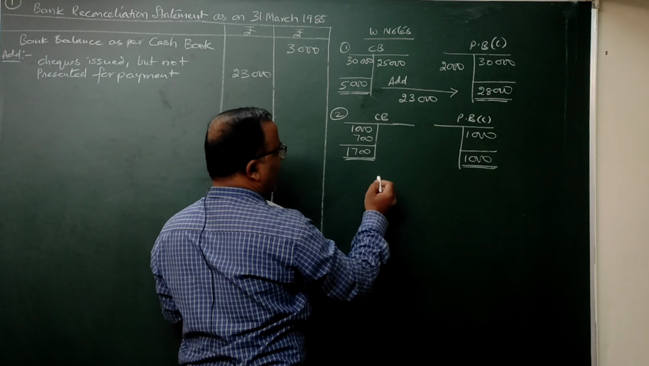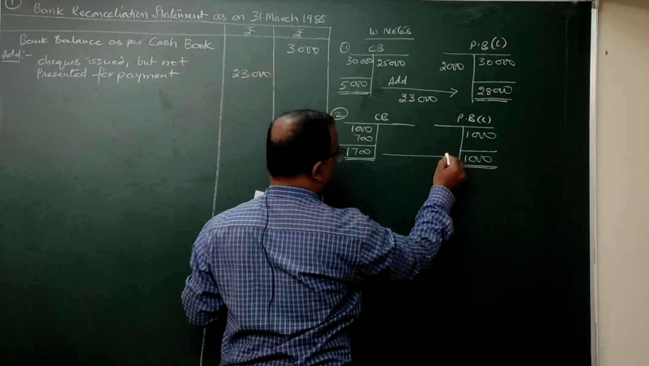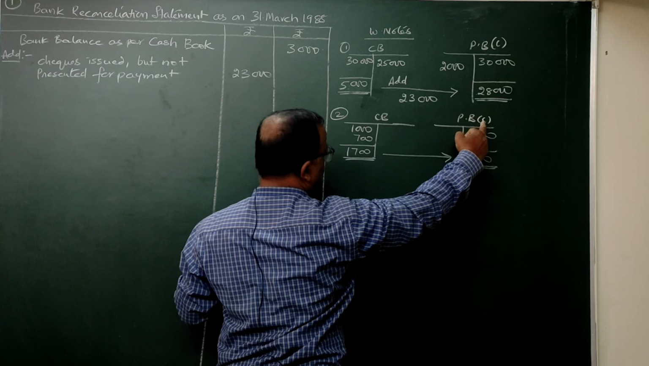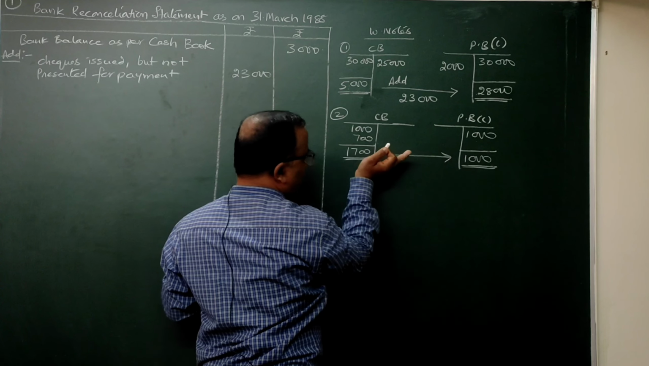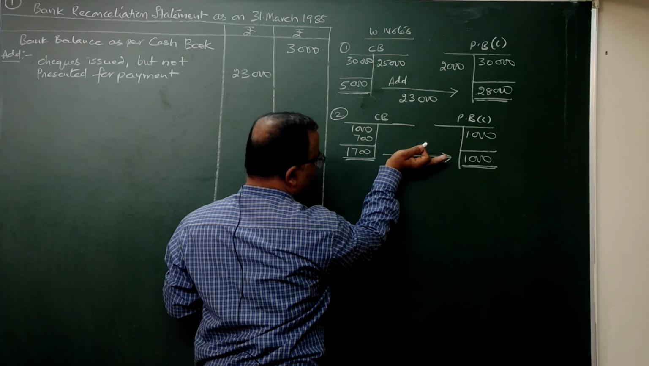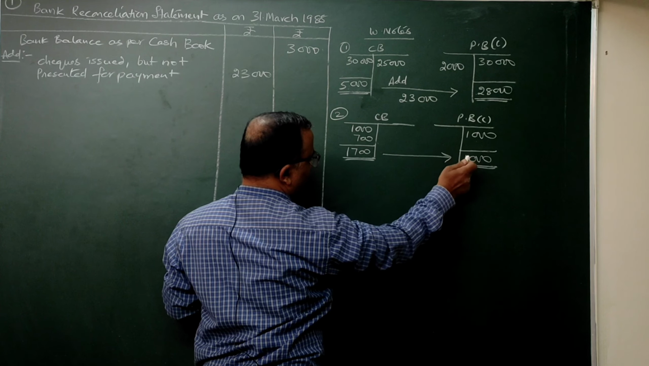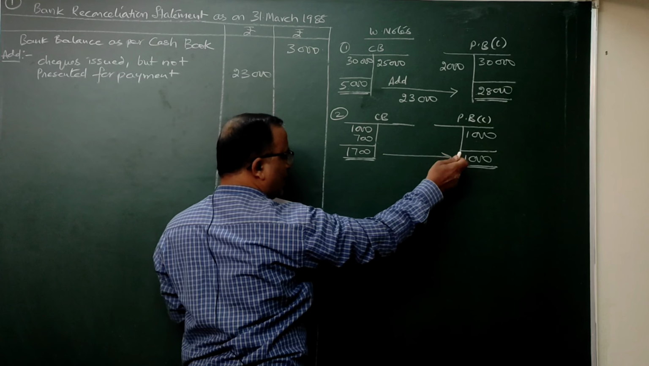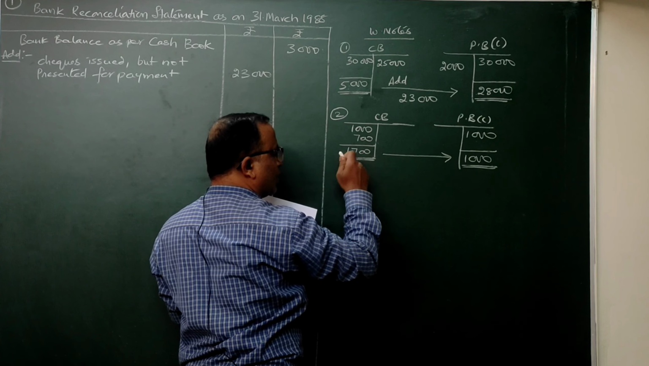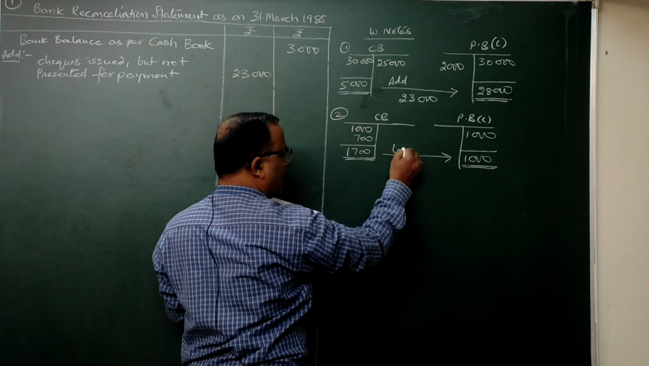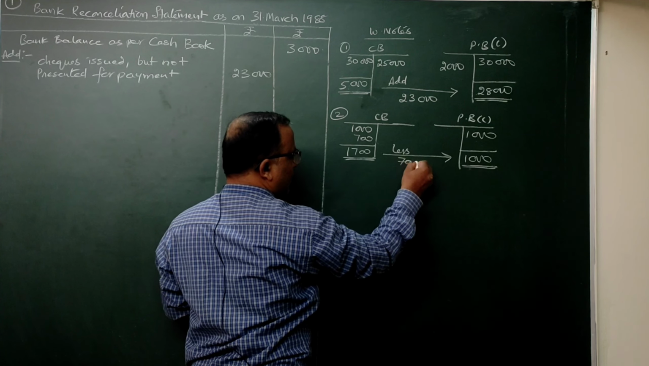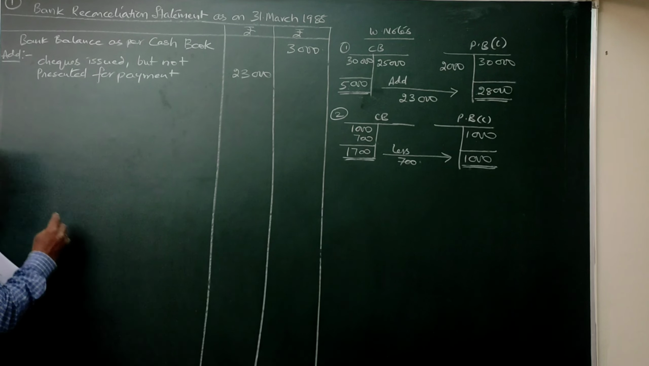Now observe here, our arrow mark should point towards the constant side, because throughout the problem we have started with the cash book, so the passbook we are keeping constant. This is the constant. Our arrow mark always should be pointing towards the constant side. That means this amount we are not going to change. This amount should be converted to 1000. 1700 should be converted to 1000. So what should we do to 1700? From this we should subtract. How much should we subtract? The difference between these two. How much? 700.